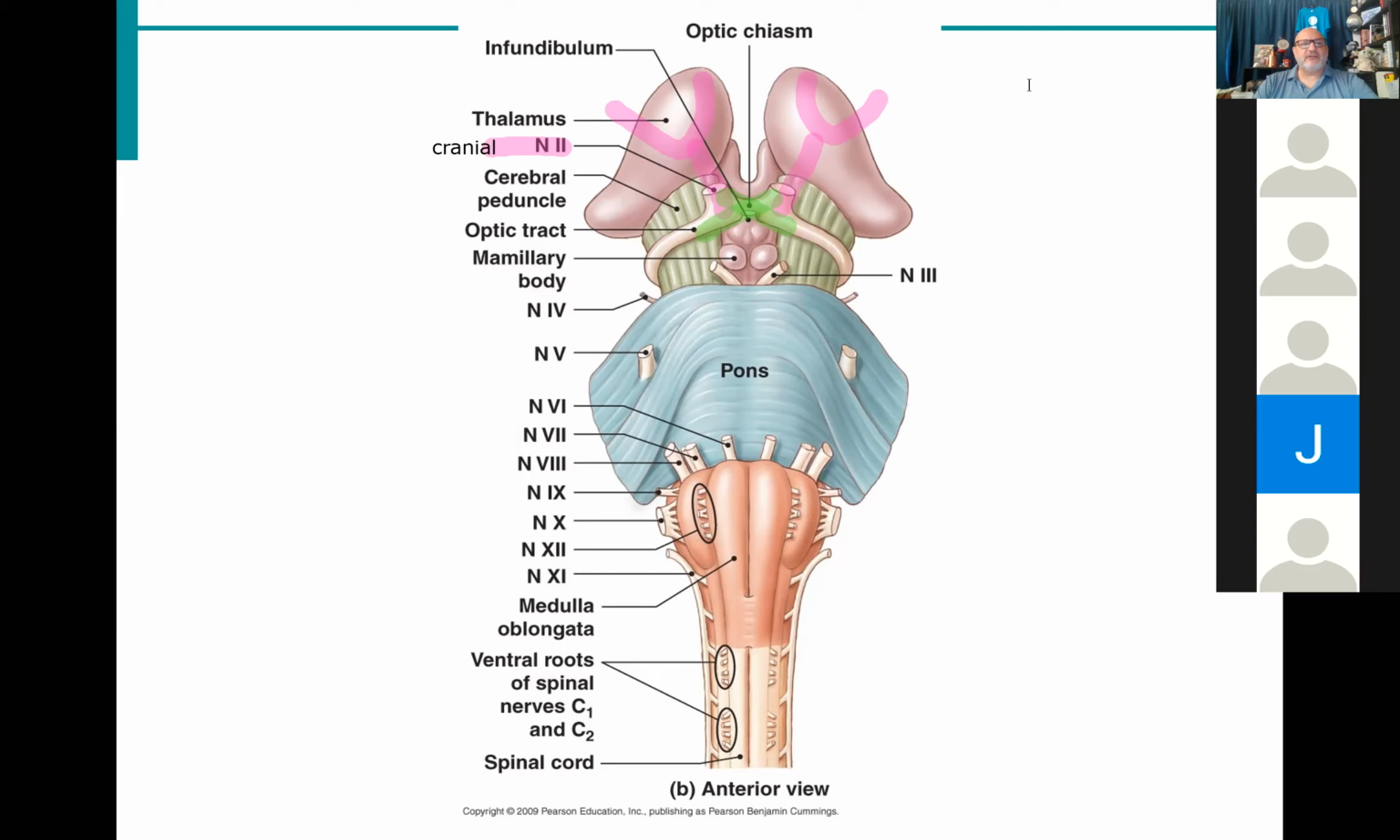I don't know if you get to see my controls, but they're in my way. So if I move those like that, then we can see that optic chiasm where they cross. Remember, as we talked about these cranial nerves, the optic nerve is eye-specific information.